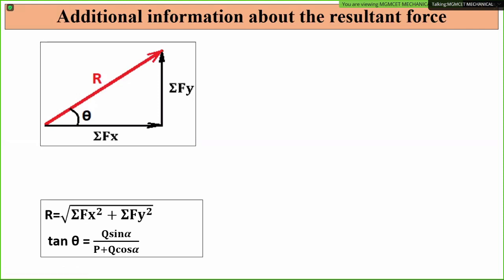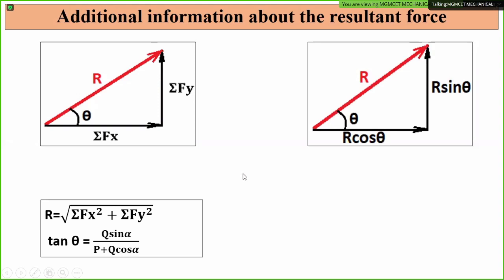So by this Pythagoras theorem, we get the equation R is equal to square root of summation of f of x square plus summation of f of y square, and tan theta. Here tan theta is given by the parallelogram law of forces, but instead of that, tan theta is equal to summation of f of y by summation of f of x. Similarly, if I resolve the force into its two components, suppose R is 10 Newton and theta is 30 degrees, its components will be R cos theta and R sin theta, and R cos theta must be equal to summation of fx and R sin theta must be equal to summation of f of y.